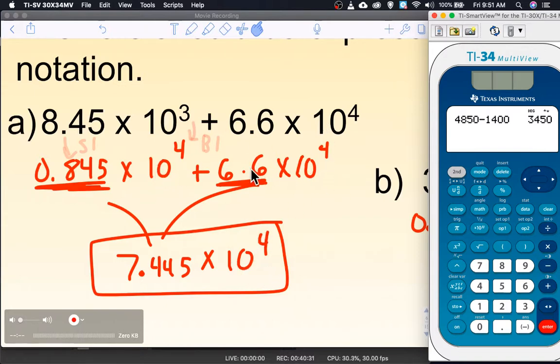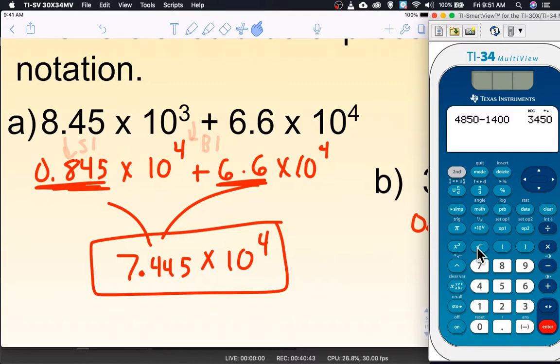You do not add a 10 to the 4th and a 10 to the 4th and get like 10 to the 8th or something. That doesn't work, okay? So you have to have the same power of 10, and the power of 10 stays the same the whole way through the problem, including in the answer.